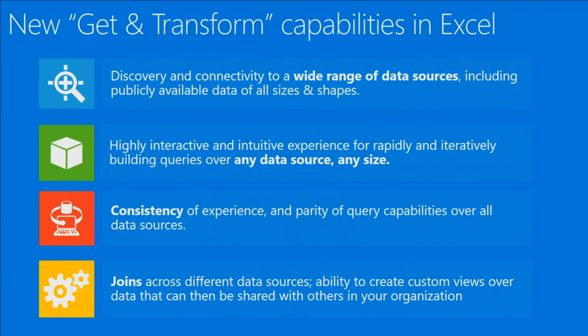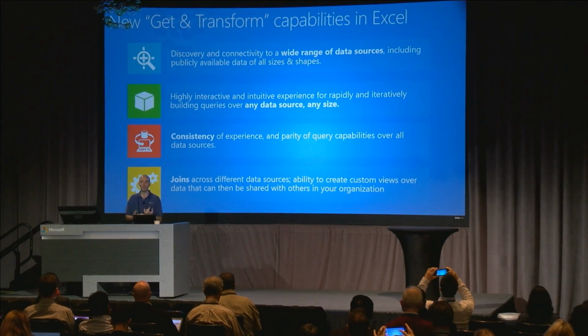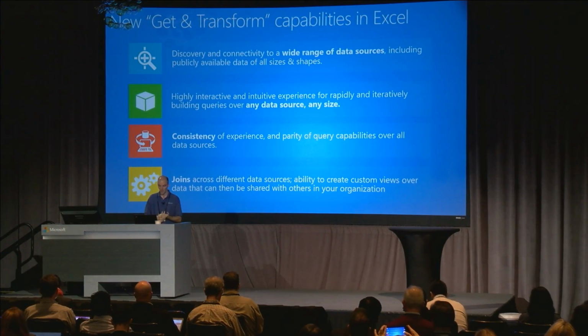Now let's talk a little bit about the new stuff. Let's talk about the new Get and Transform capabilities. How do we help you fight against some of those challenges that we covered at the beginning with the data acquisition challenges? We give you connectivity to a wide range of data sources. Today we support about 40 different data sources in Excel. We're going to bring a bunch more really soon.